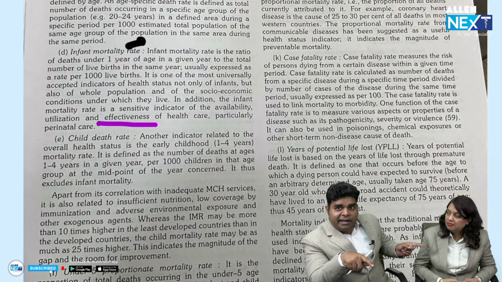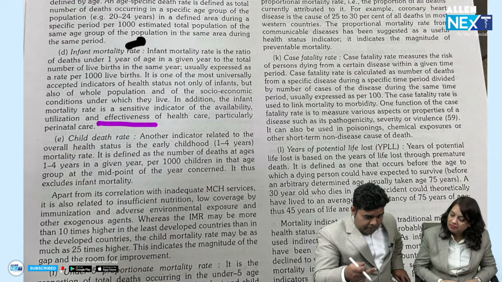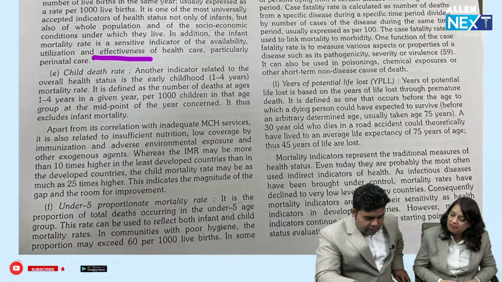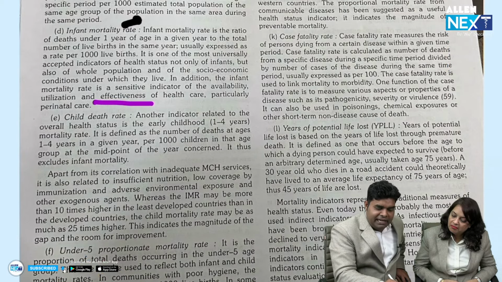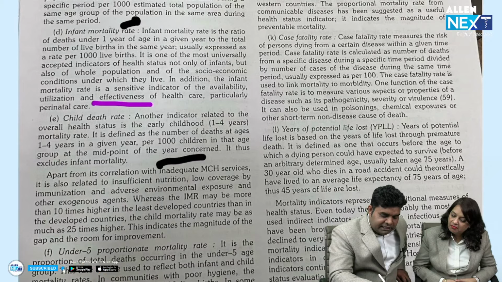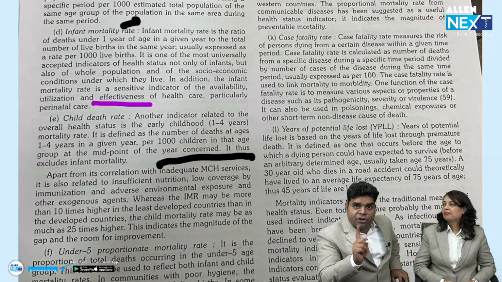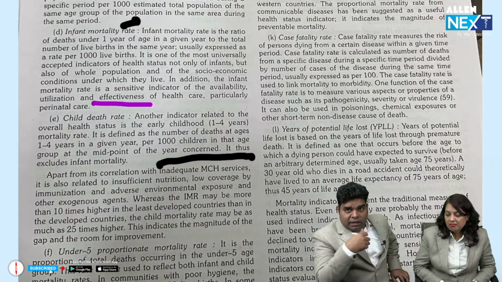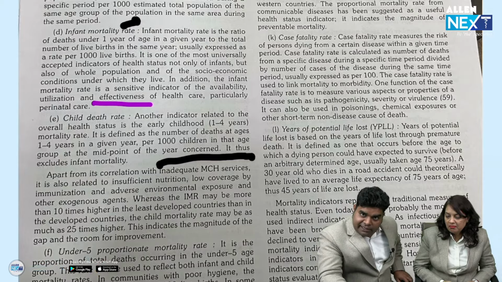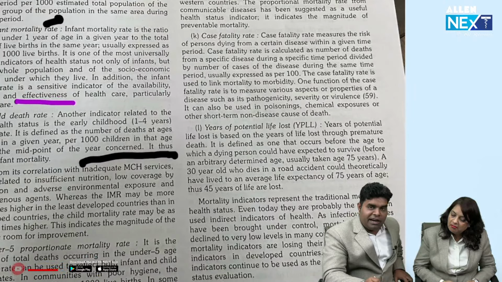But the best indicator of obstetric care is perinatal mortality, which ma'am said. And then there is one more thing, child death rate, which includes the death after 1 year to 5 years. It will tell us about MCH services. It will tell about the nutrition condition. It will tell us about low coverage of immunization. So child death rate, which does not have live birth as the denominator, will tell us about immunization and other things. Okay, thank you so much. Plus, this was also a question in the NEET exam: years of potential life lost.